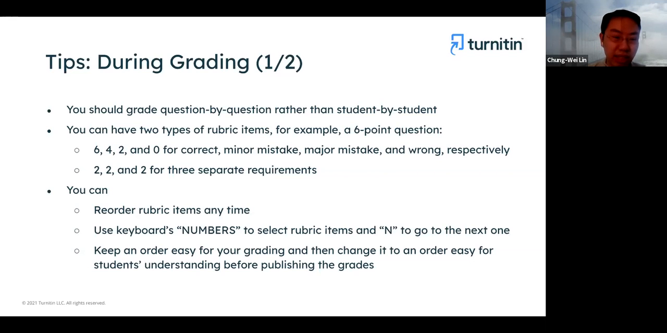Or you can also separate the question into 3 steps. Each step is 2 points. So that's something that depends on the question design. You can pick the one that's good for you.